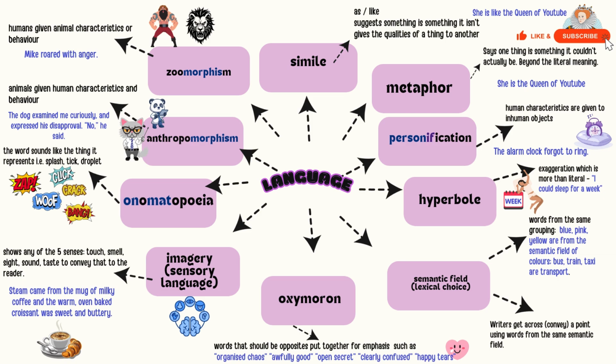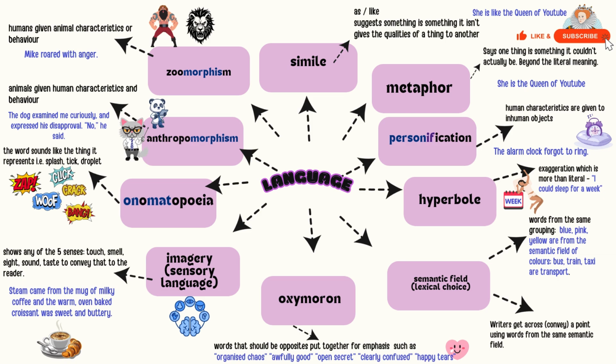So this one is quite good because it's just giving the imagery without saying anything to do with the senses itself. Steam came from the mug of milky coffee. We can imagine how that would be in your mouth. And the warm oven-baked croissant was sweet and buttery. We can imagine the sweet and buttery flavour as it's being eaten. It tells us everything we need to know. Imagery is really good for pulling the reader into the feelings of a character or a particular setting.